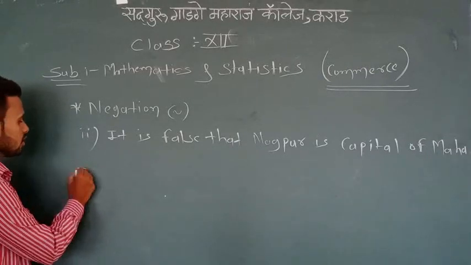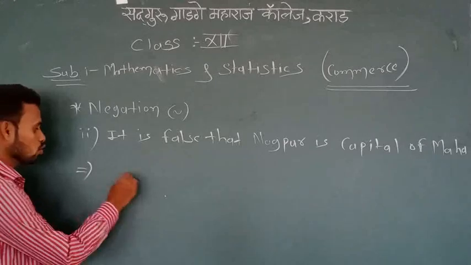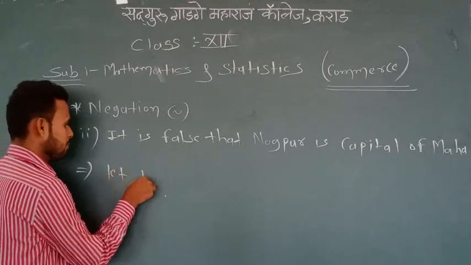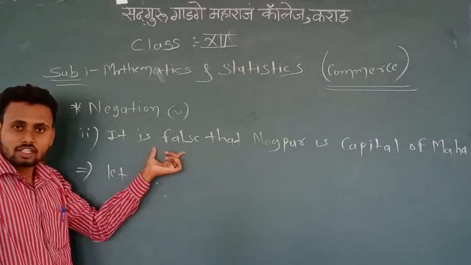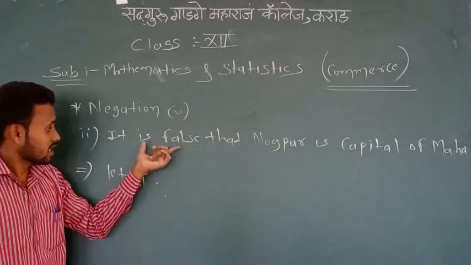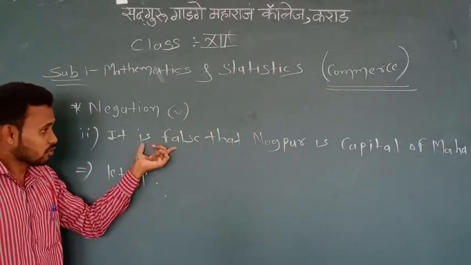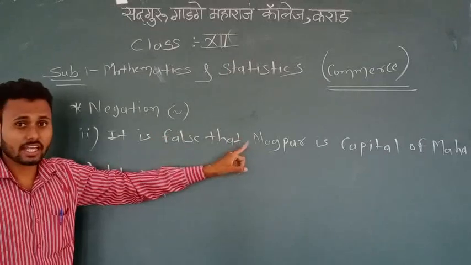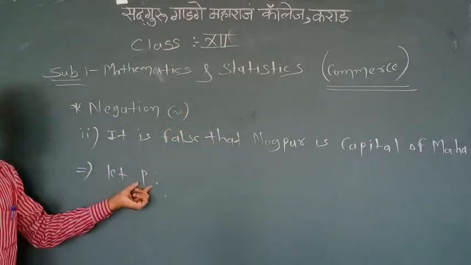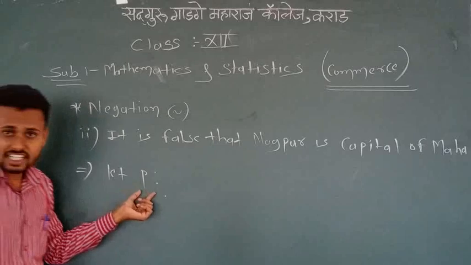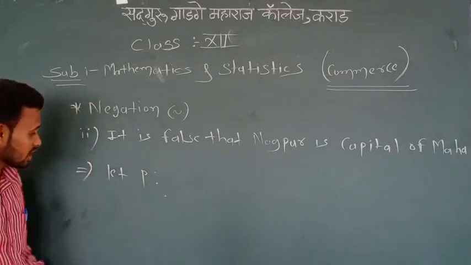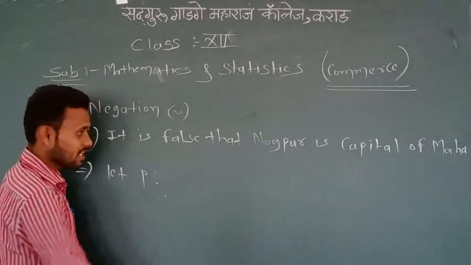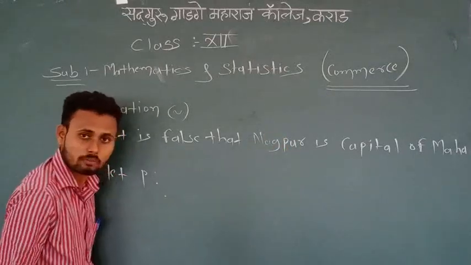Now solution मध्ये first we have to consider statement let P, but here the given statement is already negation. हे जे गिवन स्टेटमेंट आहे ते ऑलरेडी निगेशन मध्ये आहे. निगेशन स्टेटमेंट केव्हाही कन्सिडर करता येत नाही. Therefore here I take statement let P denotes Nagpur is capital of Maharashtra.